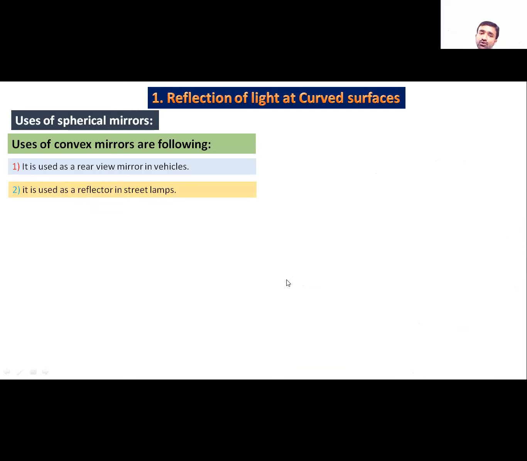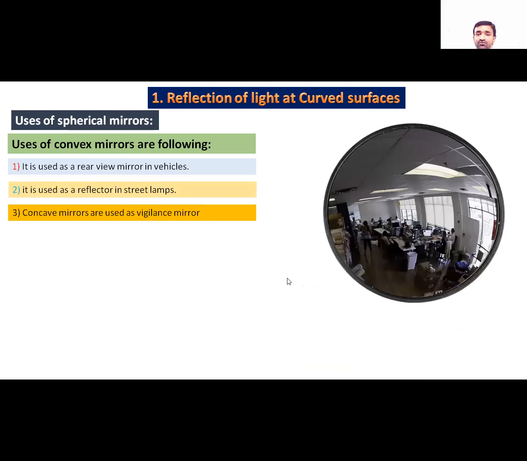Then it is also used as a vigilance mirror. A security guard observing an entire area needs to rotate his head continuously, so it is difficult. So what they can do is arrange a mirror and see a large area in the smaller mirror. Which mirror is this? Convex mirror. A large area will be covered in the small mirror. So that is the convex mirror, right?